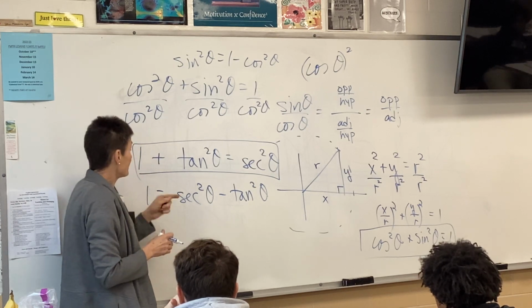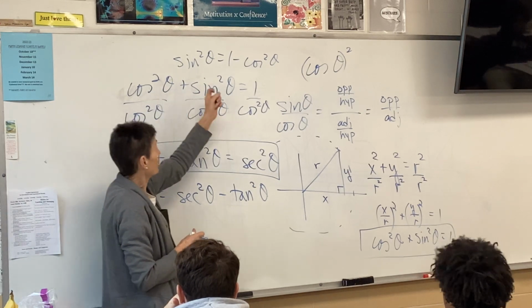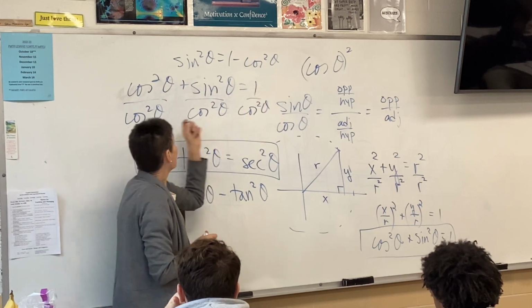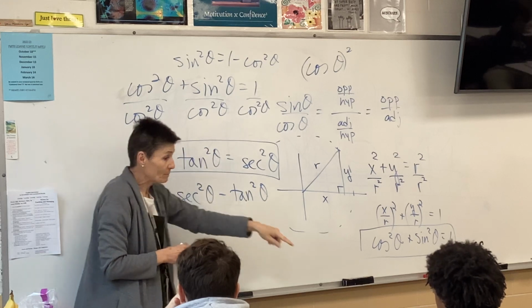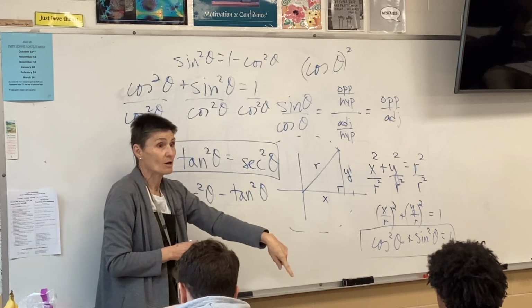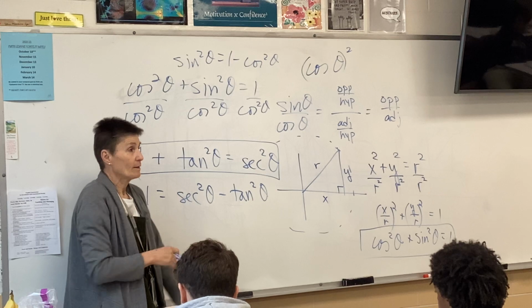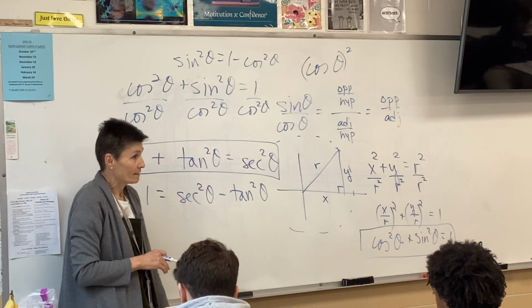Okay? Now, the other one, if I took our cosine squared plus sine squared equals 1 and divided everything by sine squared, do you see how I would get the other Pythagorean identity that's on there? Yeah. Okay, so those are called the Pythagorean identities.